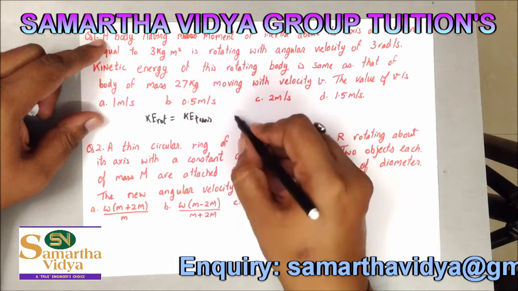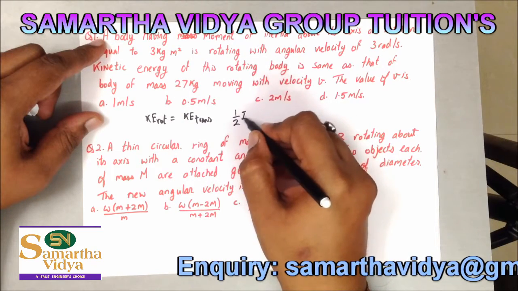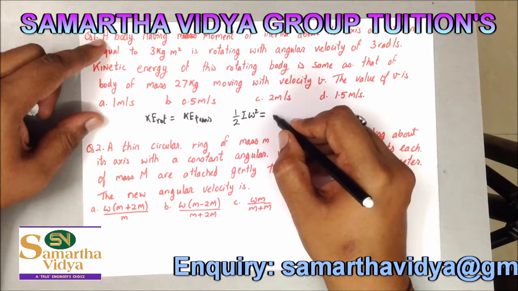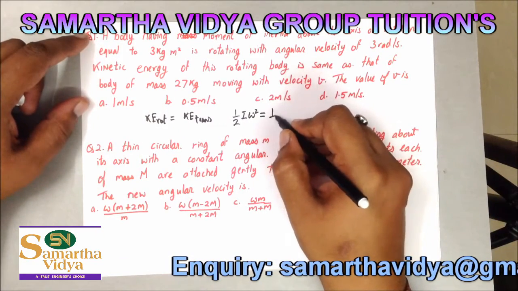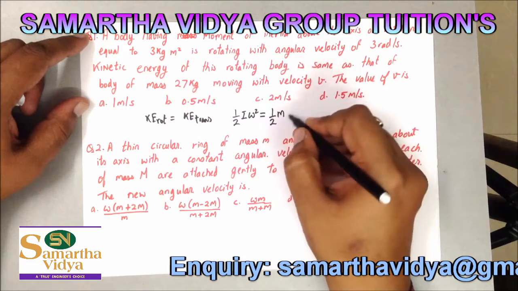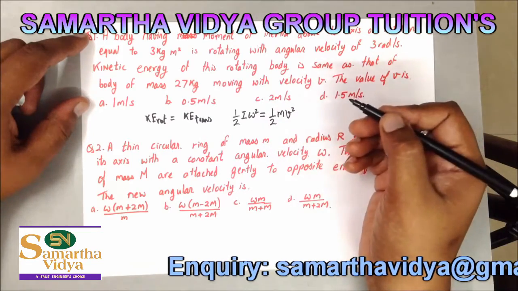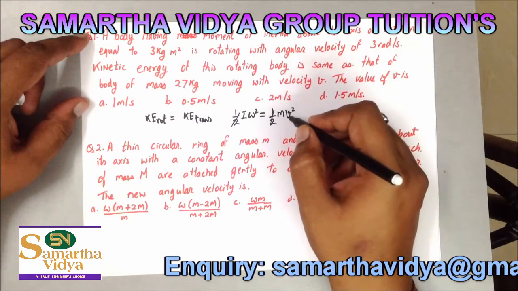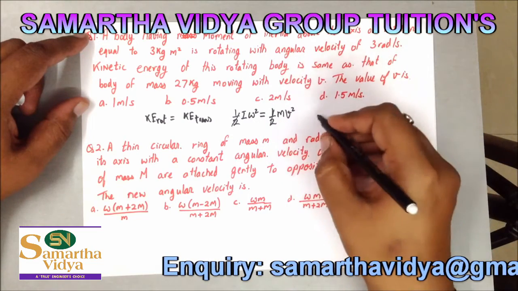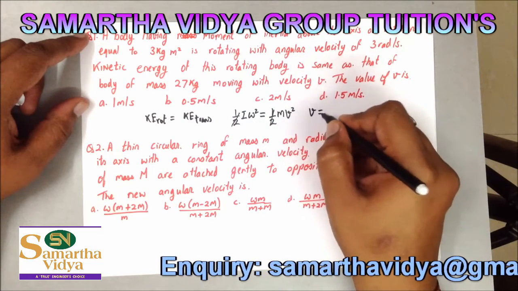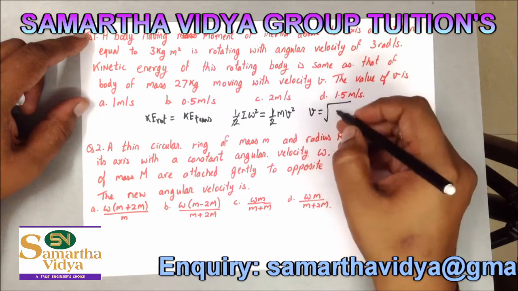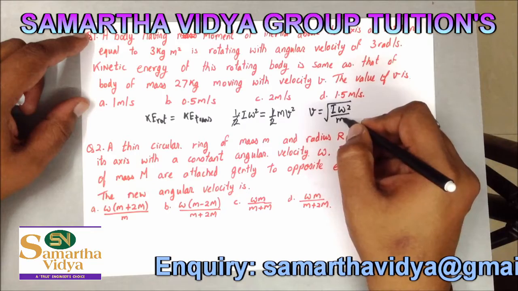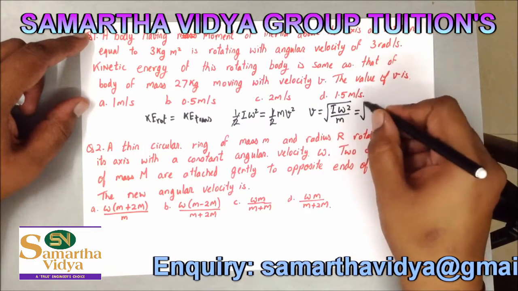So kinetic energy of rotation is half I omega square, and it is equal to the translation motion of the second body, which is nothing but half m v square. From this you can see half gets cancelled out, and I need to find the velocity v. So v is going to be nothing but root of I omega square by m. So we need to just substitute the values.